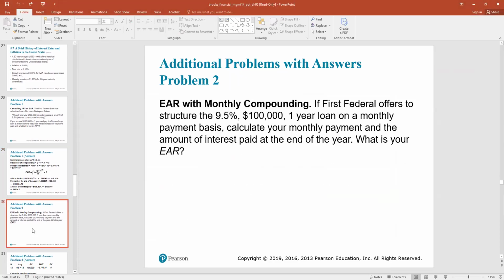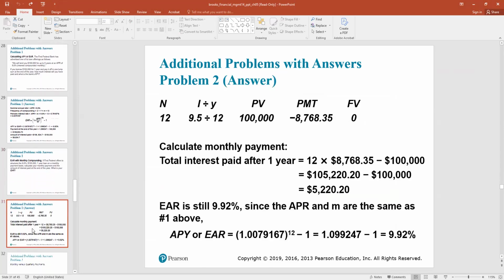The First Federal offers you a 9.5%, 100,000, 1 year loan on a monthly payment basis. So calculate your monthly payment, the amount of interest paid at the end of the year, and what is your effective annual rate. So you need to calculate PMT, and total interest paid is basically here. What do you have?